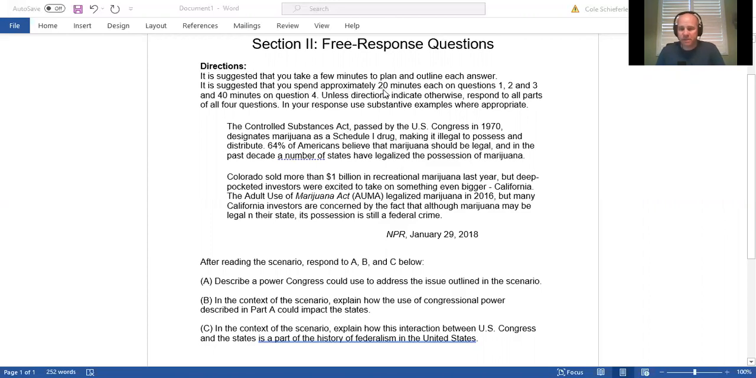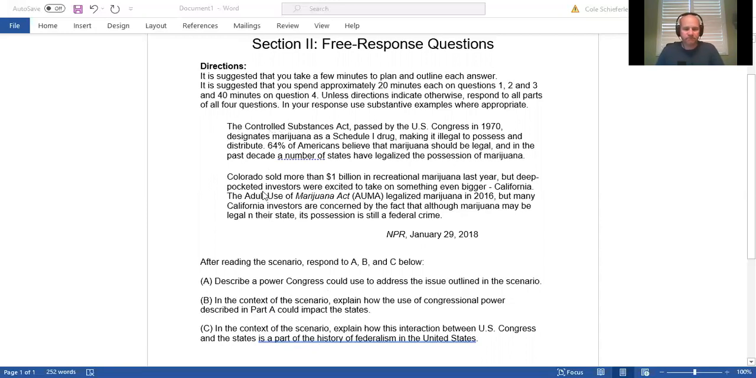Remember, the concept application question is where they're going to give you some sort of quote, maybe a quote from a primary document, maybe a quote from a famous political leader or a president, maybe a quote regarding a situation that's gone on, like this one right here. Then they're going to have you respond to that quote. Okay, so let's read this together. It says the Controlled Substance Act. Well, hold on, I'm getting ahead of myself.